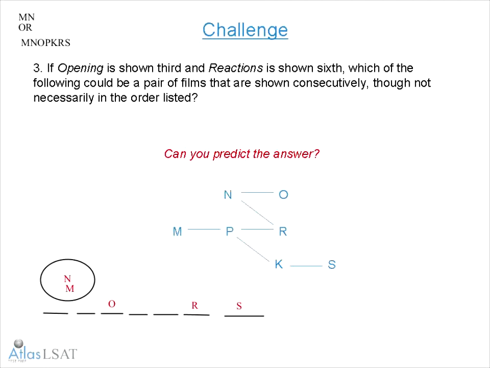What letters are left? Well, the P and the K, right? The P and the K are left. Those we know are in a fixed order. P has to come before the K. Those two letters have to happen in the middle there. Those are the only two remaining spots.